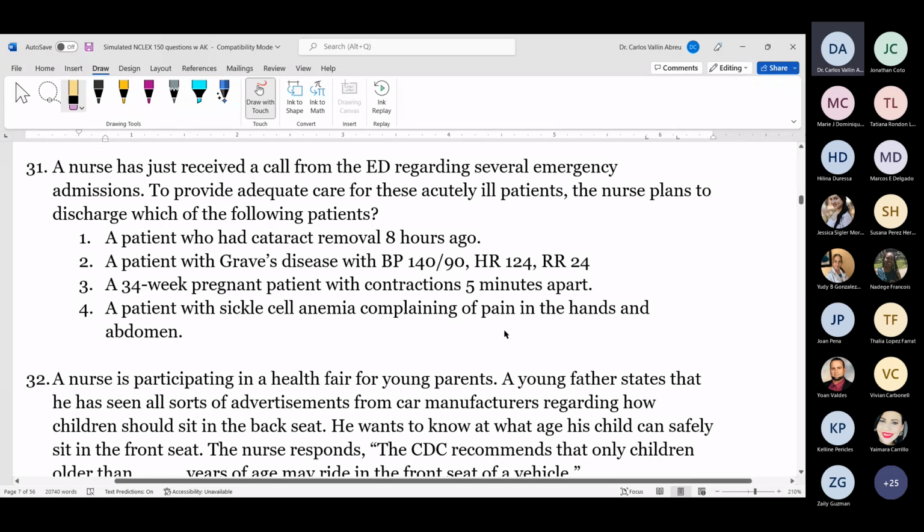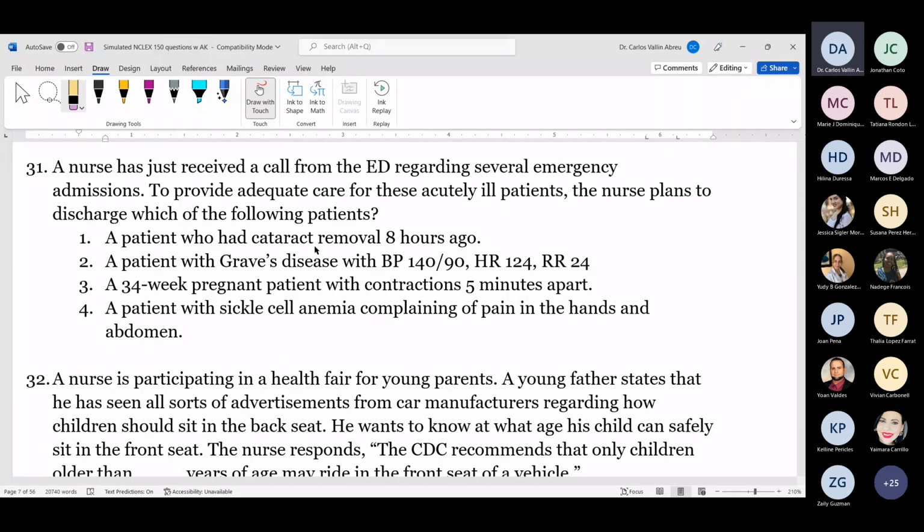A nurse has just received a call from the emergency department regarding several emergency admissions. To provide adequate care of these acutely ill patients, the nurse plans to discharge which of the following patients? Okay, it's a very common question in English that you need to choose the patient that is the most stable to discharge, to open a bed for new admission.